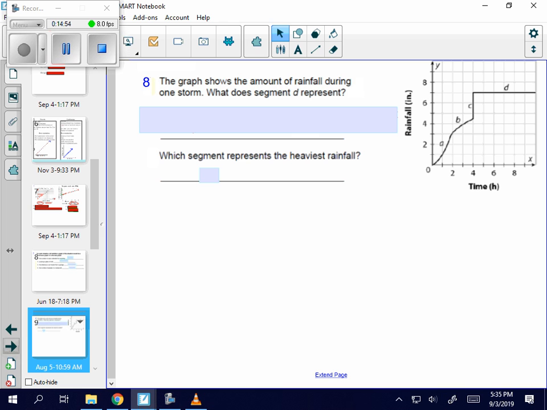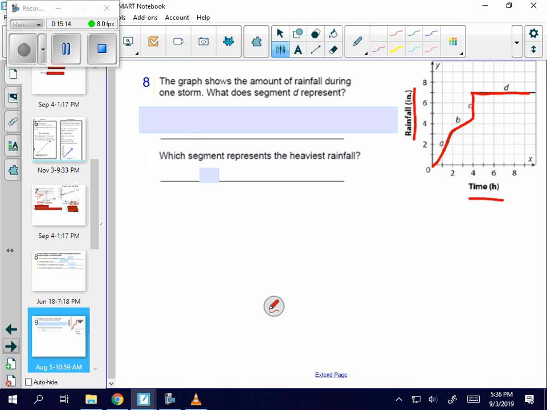What does segment D represent? So read your graph. We've got time in hours. We've got rainfall in inches. Does kind of look like our rain's increasing. Oh, it increases like crazy. And then it levels off. What does that mean, though? What literally has happened with the rain?